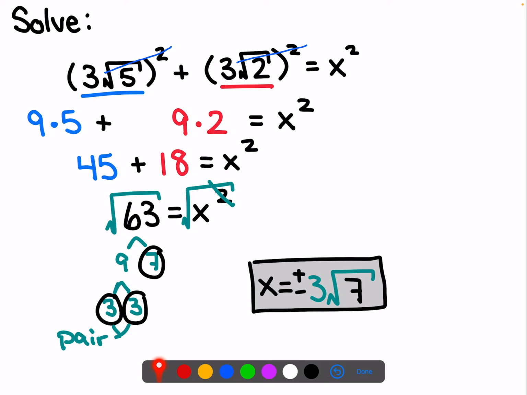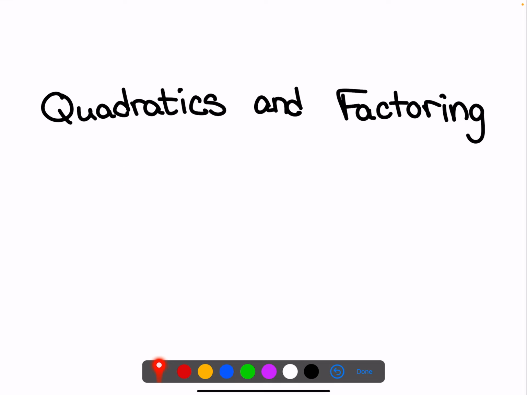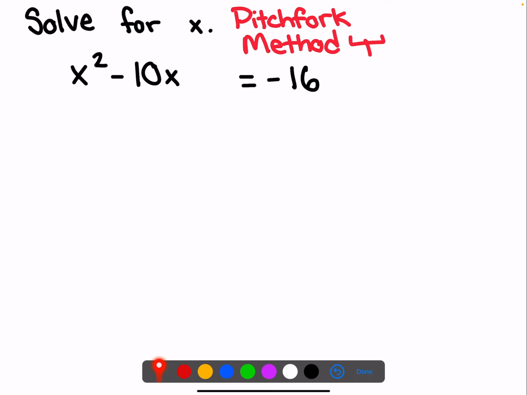All right, next up, let's talk about quadratics. Quadratics and factoring. So I'm just going to go through 2 examples of this. The first one is the pitchfork method.